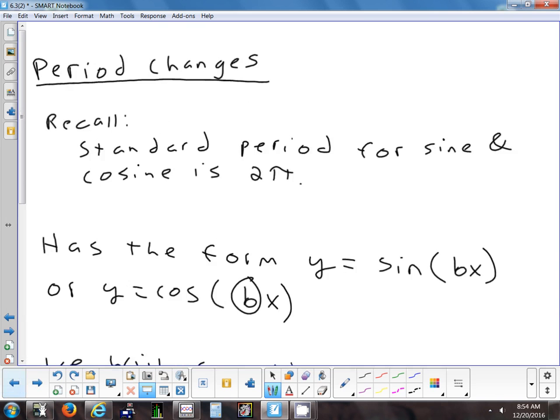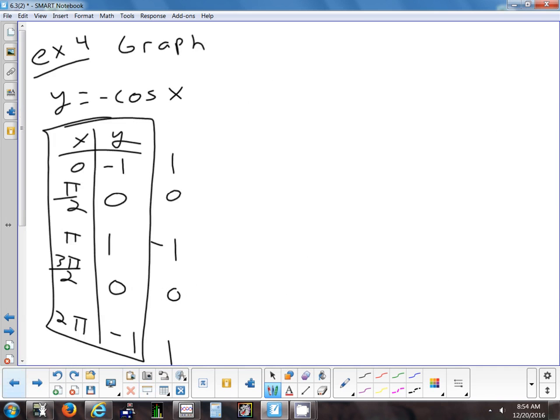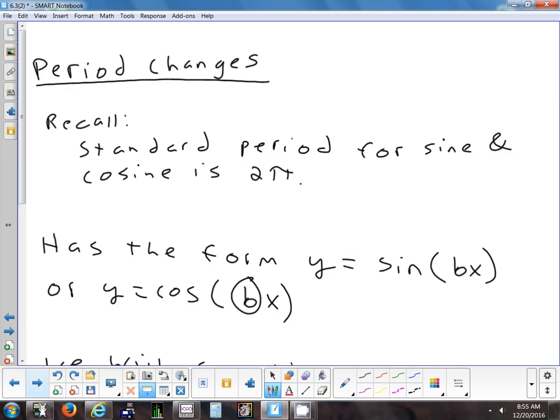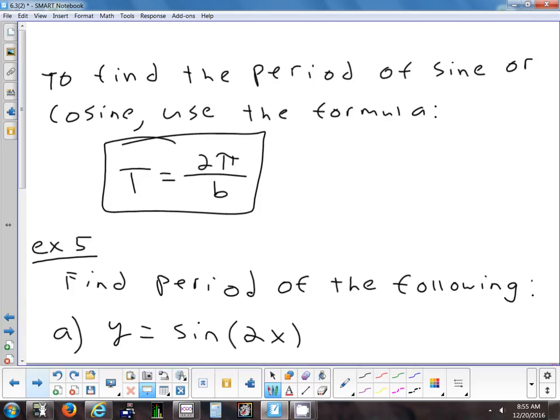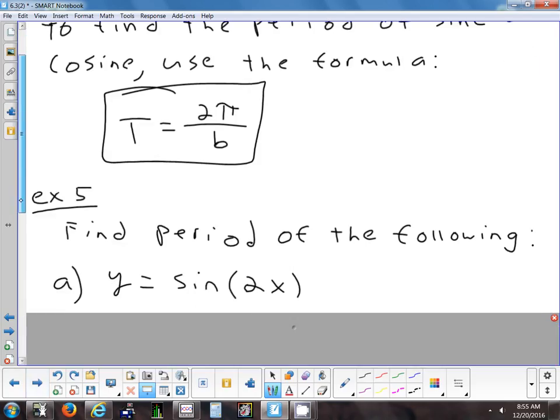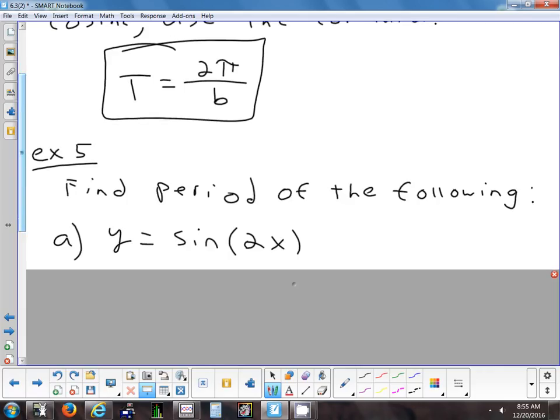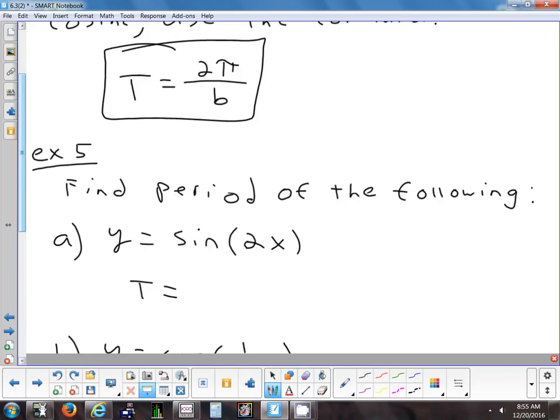If b is 1, like in the problems that we did before, we can pretend there's a 1 right there. The period of that function would be 2 pi divided by 1, so it would just be 2 pi. That's the normal period. But in a function like this, the period is not 2 pi. Some other kinds of questions you can have on the test, very similar to the amplitude ones: you don't have to graph it. I just want you to look at this and tell me the period. So what would be the period of this one?